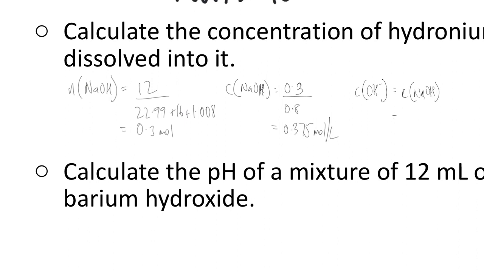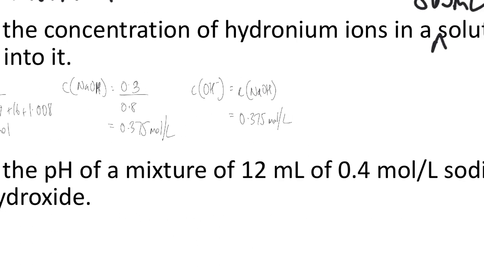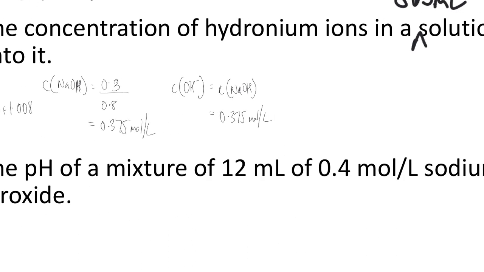Okay, which happens to be 0.375 again. And then finally, we can work out the concentration of hydronium ions from this. So the concentration of hydronium ions will be equal to 1 times 10 to the negative 14 over 0.375, which happens to be 2.667 times 10 to the negative 14. Okay, and that makes sense because it's a small value because you've added a whole bunch of sodium hydroxide to that. And then you could use that to work out the pH. You just do negative log of that value.